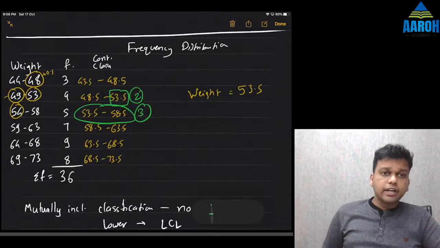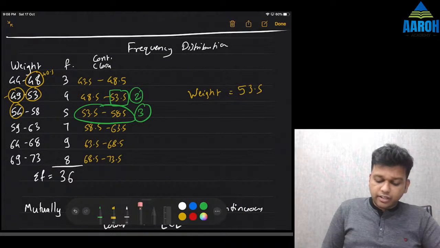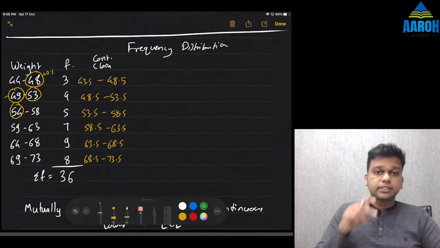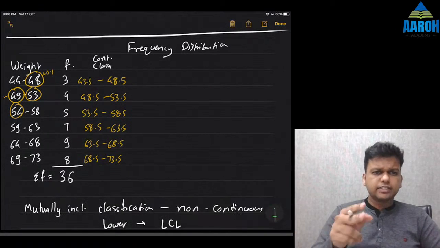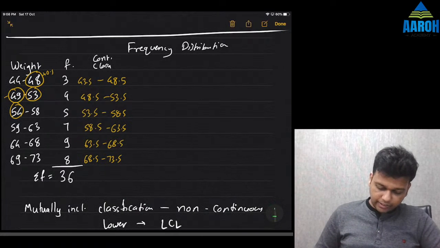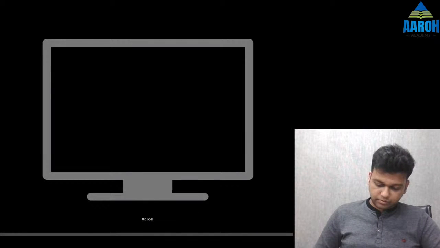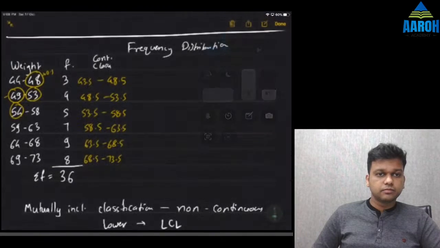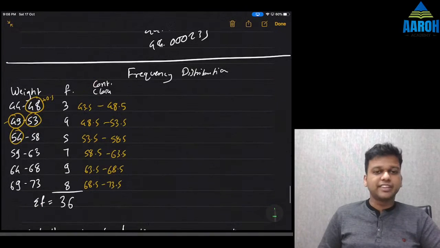So this continuous classification will be better or more appropriate for continuous data. Let me know if everyone has understood this. I think there is a bit of lag in this. Let me disconnect and connect once again. Okay, fine.